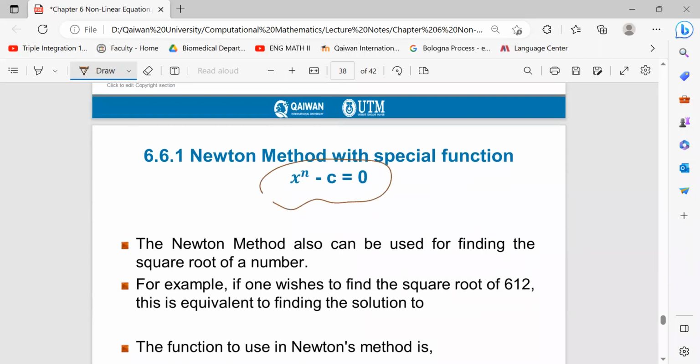Here's a special case of Newton's method. In this case, you can use the previous one, the previous rule. Okay?